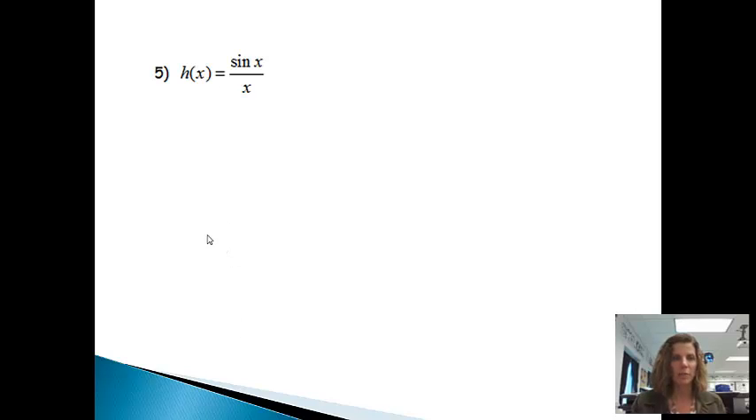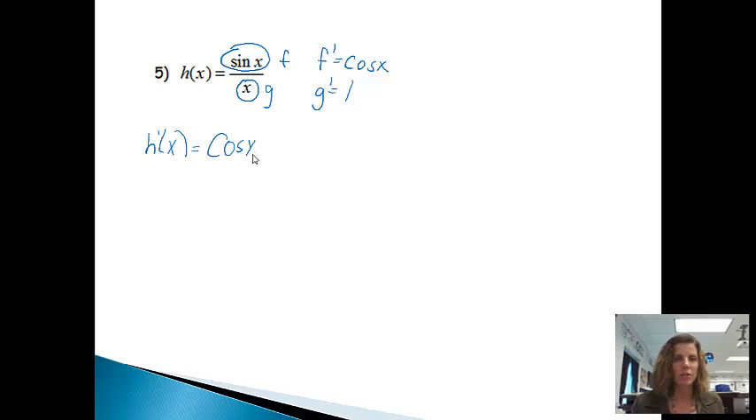Right, next example. I have sine of x divided by x. Again, I know I need to use the quotient rule because I have a function divided by another function. So we are going to let the top function be f and the bottom function be g. And again, I like to work things out before I plug things into the formula. The derivative of sine, if you recall, is cosine of x, and the derivative of x would just be 1. So I'm now ready to use the quotient rule. The quotient rule is f prime times g, so cosine x times x, minus f times g prime, so sine x times 1, all over g squared.